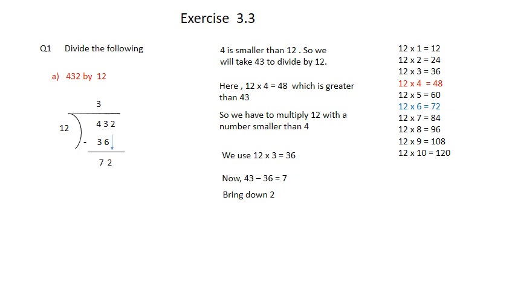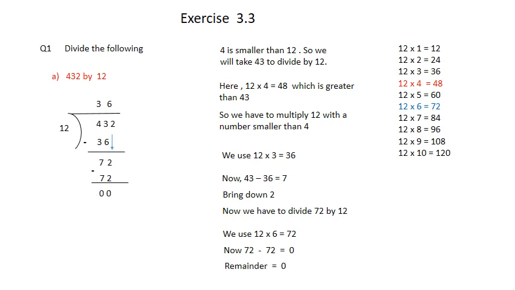Now this is 72. If you look in our table, can you see 72? It's what? 12 6s are 72. So we have to divide this 72 by 12, and 12 6s are 72. So we'll write down 12 6s are 72, and now we subtract 72 minus 72. You're getting remainder 0. So this is your quotient and this is your remainder. Finally we'll write down quotient is equal to 36 and remainder is equal to 0.